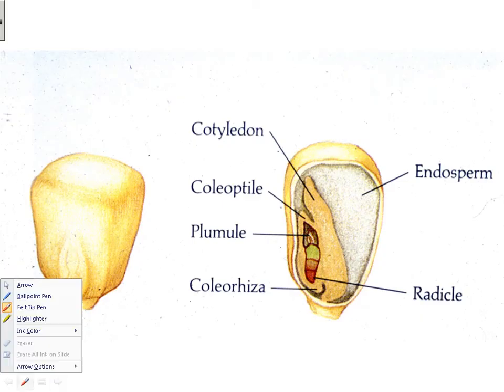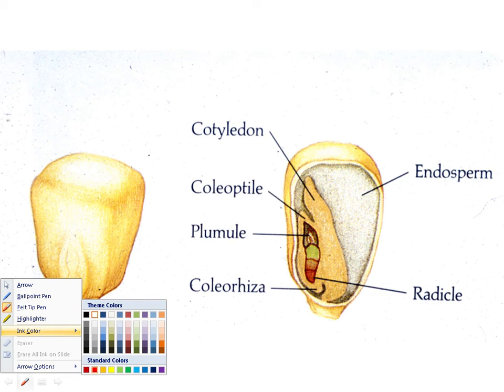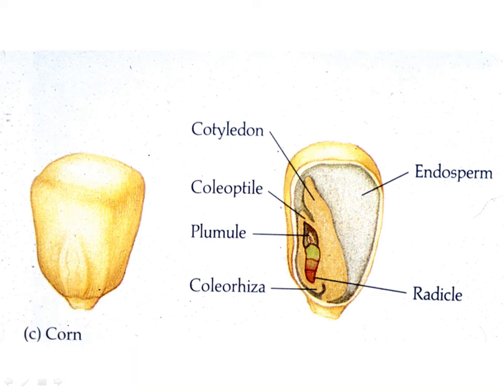Corn. Let's come back to corn. This is another dry fruit. This is our third type of dry fruit. It is called a grain.